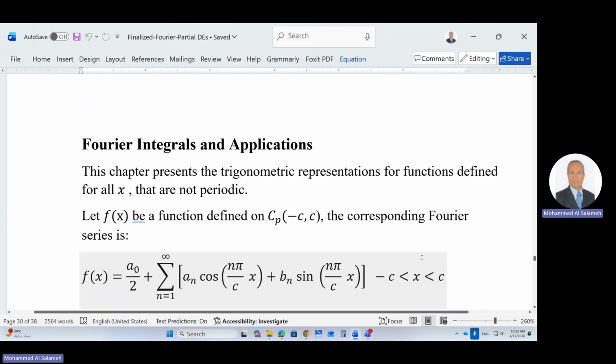This chapter presents the Fourier transform, which is the same as the Fourier integral. This chapter presents the trigonometric representations for functions defined for all x that are not periodic.